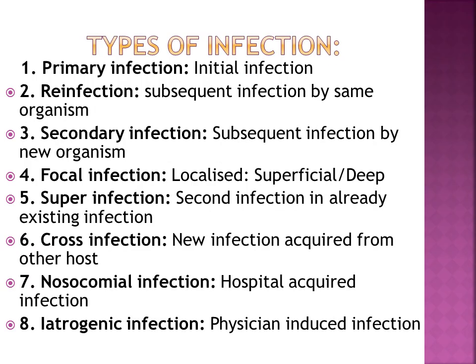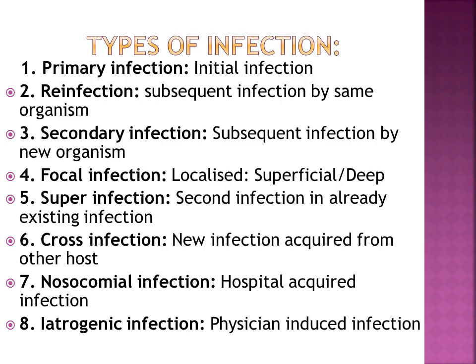Now let's see the types of infections. Primary infection is the initial infection. Reinfection is a subsequent infection by the same organism. Secondary infection is a subsequent infection by a new organism. Focal infection is a localized infection. It can be superficial or deep.